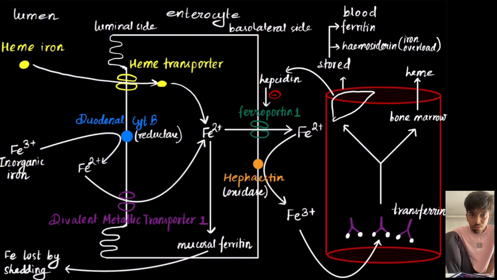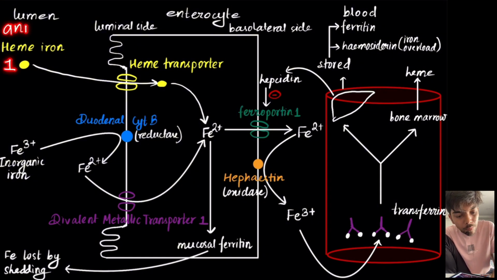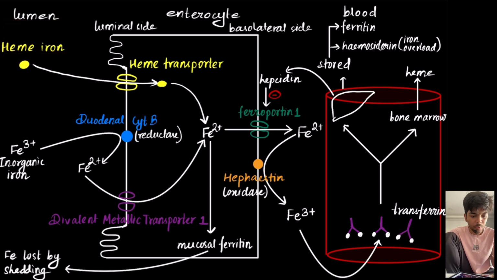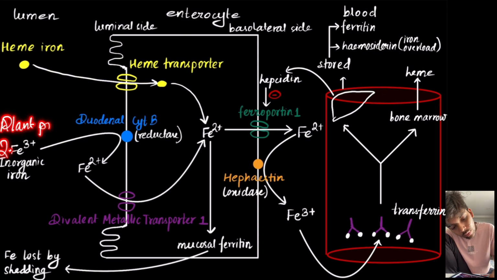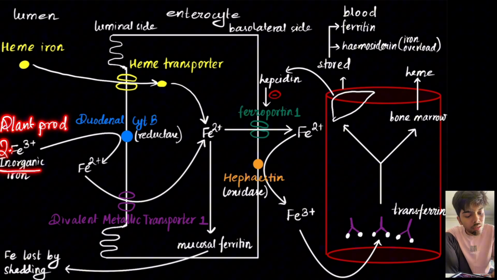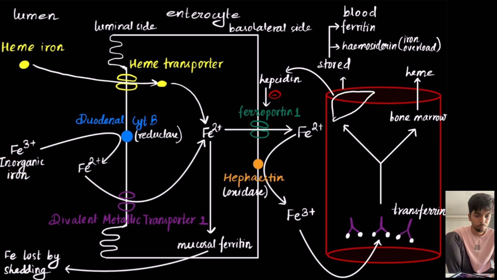Now let's look at the story of iron absorption. So I said that when you take in iron, you can take two different forms of iron. Number one is the iron obtained from animal product, which I have shown in yellow. This is the heme iron. Number two is the iron that you can take from plant product, which is the non-heme or inorganic iron.